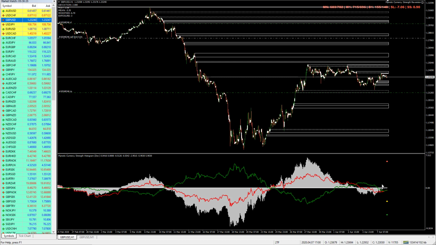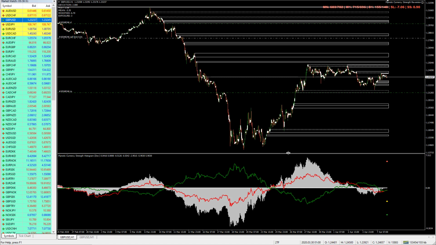I'm going to show you the upcoming functionality that I'm currently writing for the Pipnotic currency strength histogram. So we have the histogram that we all use and love, and we have an additional 3 dots. We have 1, 2, 3 dots. And this dot in the middle here is a very elegant way to calculate an average for the information that the histogram is calculating.